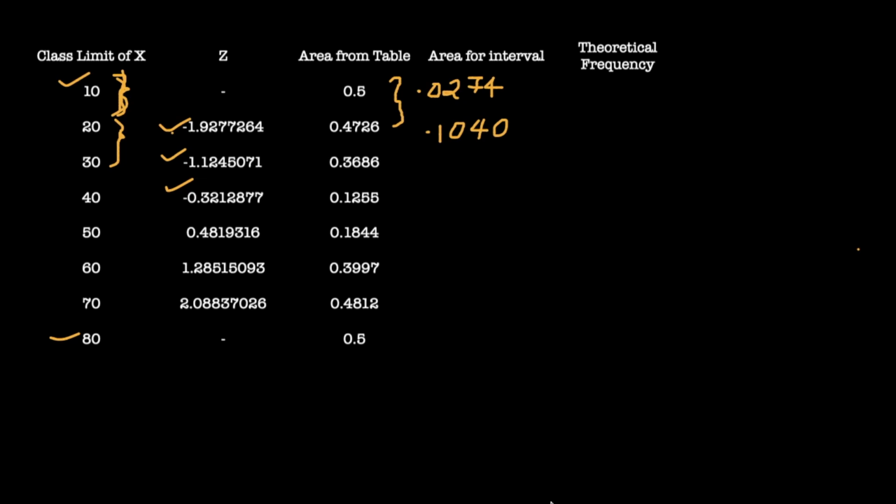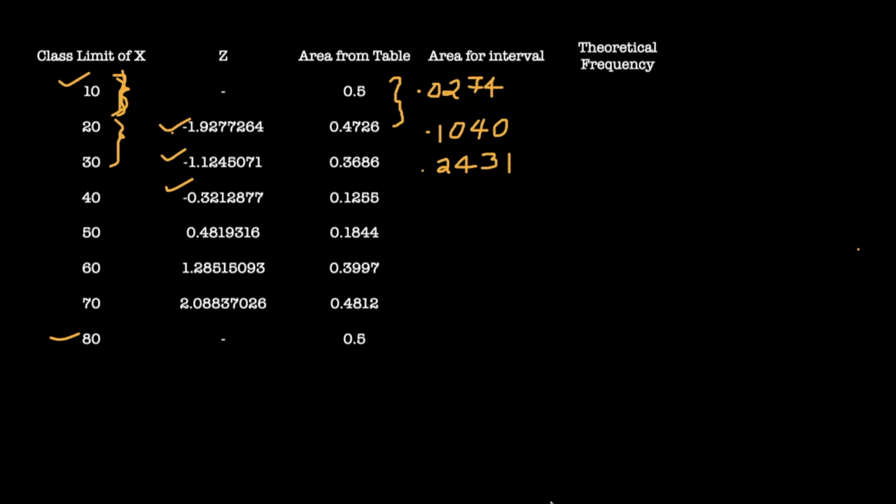Here also the value will be 0.2431, and we are writing it in the middle, right? Because it is the area for the interval between these two values. Next, when we take the next 2 points, it has two signs, right? One is negative, the other one is positive. Negative 0.32 and positive 0.48.